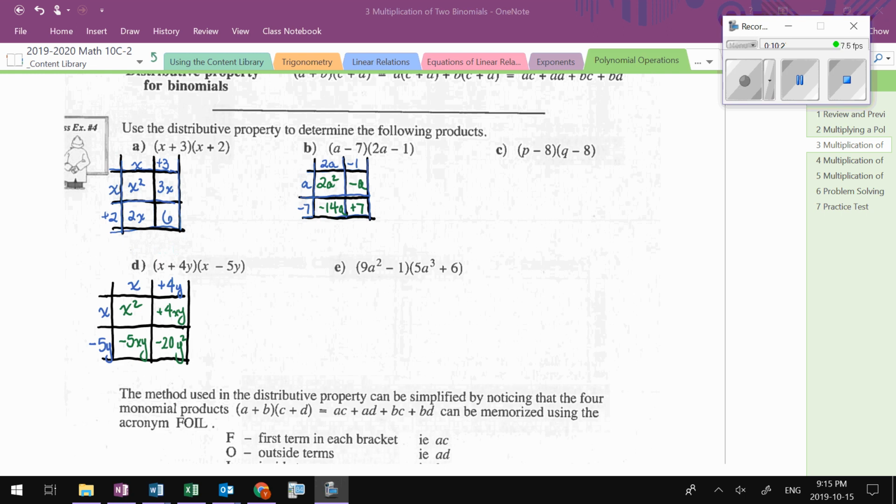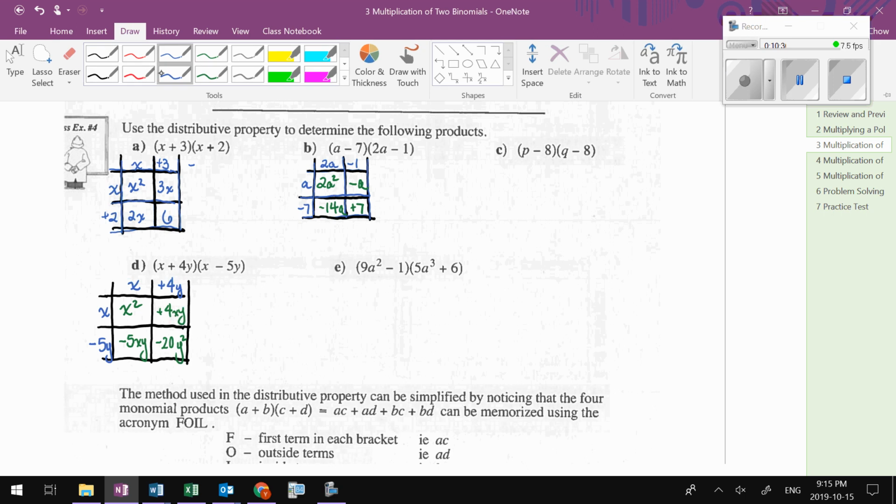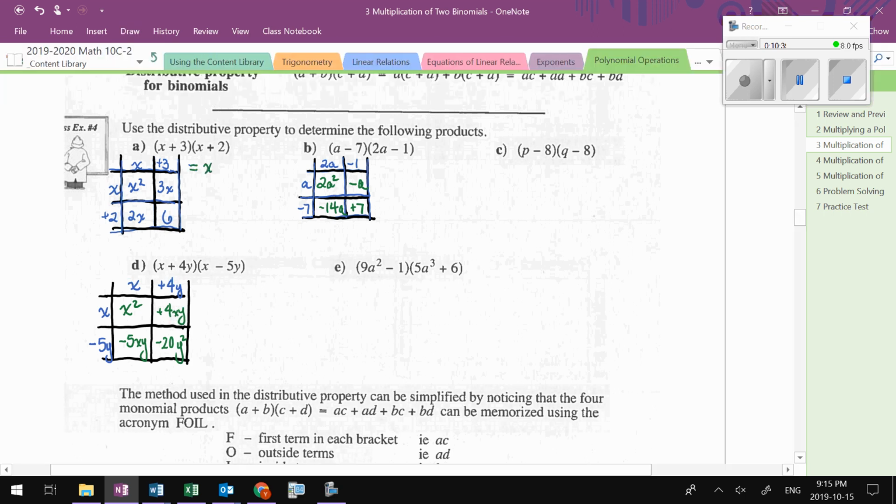Okay, so if you've filled in those boxes, then we can see that we've got, without simplifying, we can say that our area is, let's write it over here, x squared plus 2x plus 3x plus 6. And here we would have for B, 2a squared minus a minus 14a plus 7, and here we've got x squared minus 5xy plus 4xy minus 20y squared.